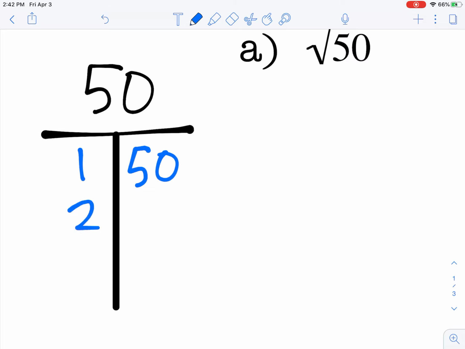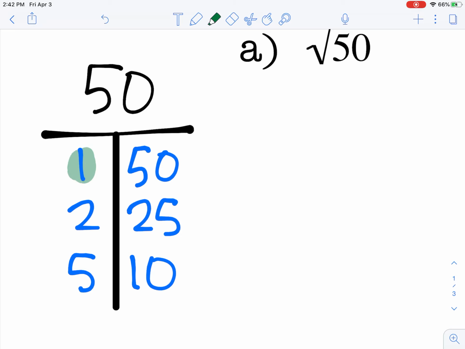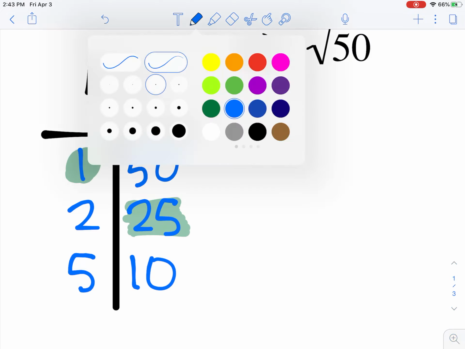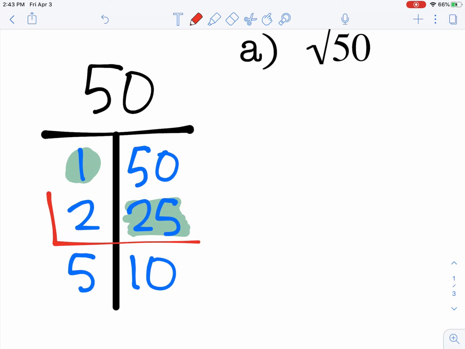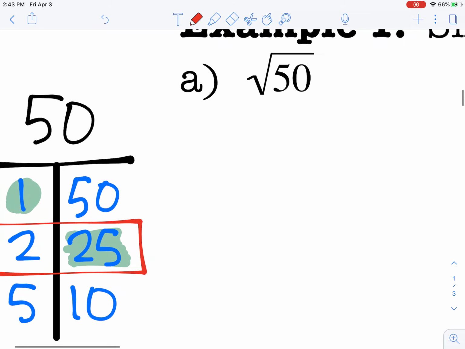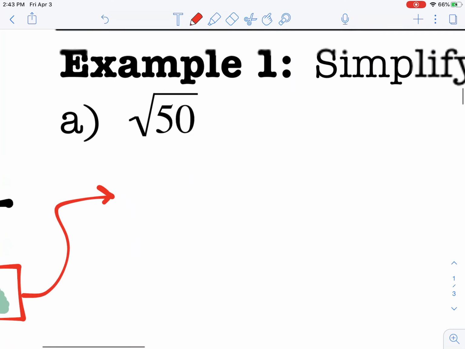That would include 1 and 50, 2 and 25, and 5 and 10. Of those, again, 1 is a perfect square, but it's not going to help us out in this situation. But so is 25, because the square root of 25 is 5. So the pair we would like to use to simplify the square root of 50 is 2 and 25.